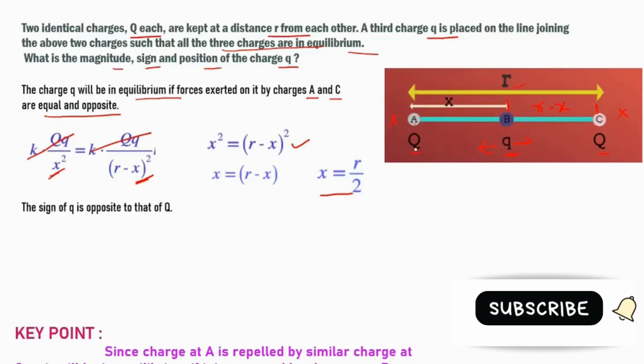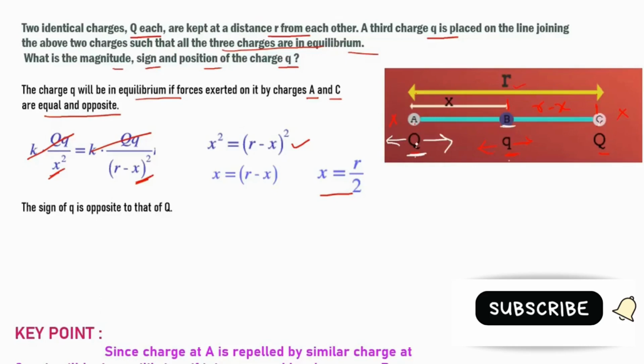a concept: if capital Q is in equilibrium, that means the two forces on capital Q must cancel each other. Now, what is the force acting on the charge at A? The charge at C will be repelling this charge in this direction. So the charge at B, which is small q, must attract the charge at A, so that the charge at A will be in equilibrium.